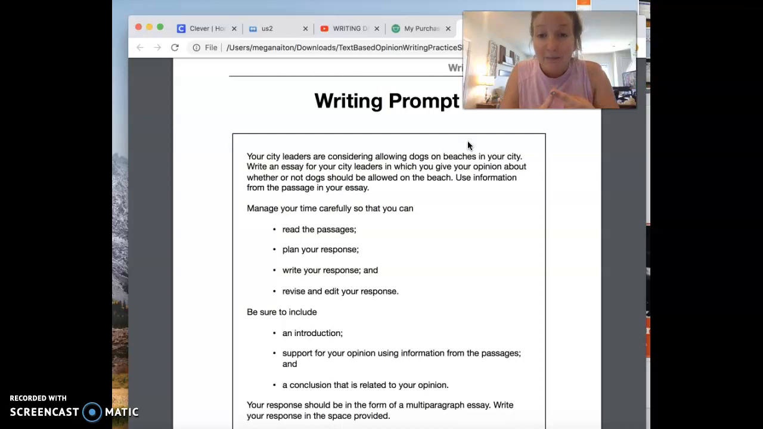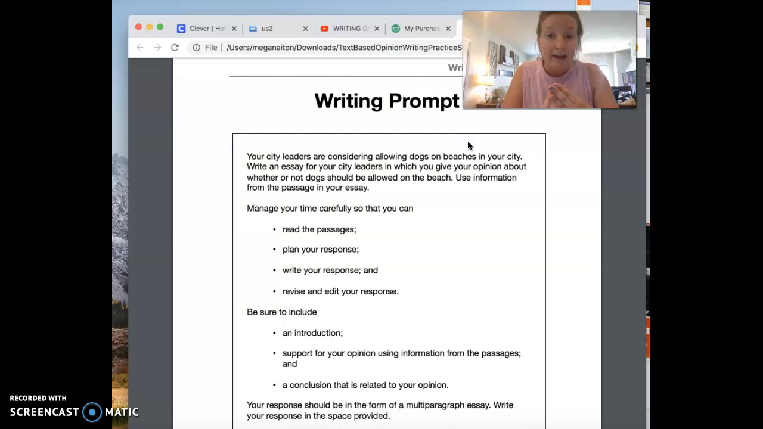So our type is going to be opinion. Everybody's going to be writing about opinion or writing an opinion piece. Your topic was plastic straws. The task was whether or not plastic straws should be banned.